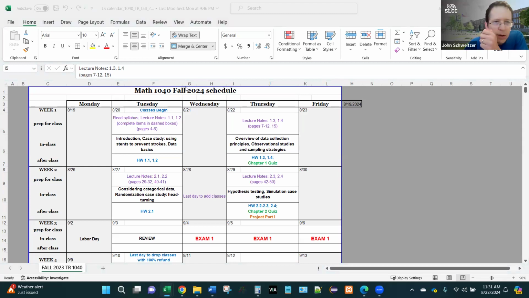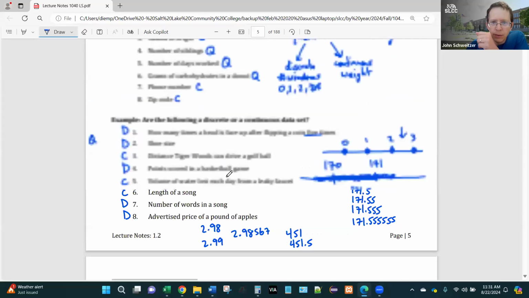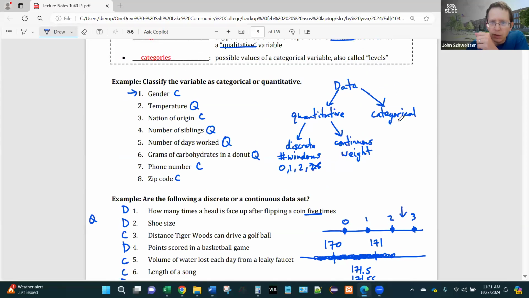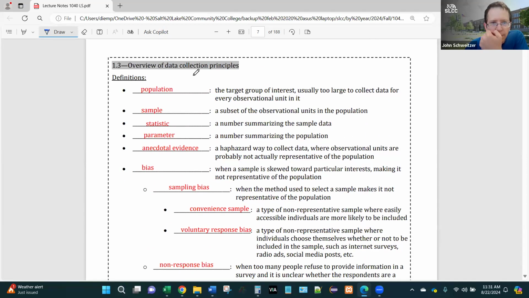So last time we finished talking about types of data, right? So broadly speaking, there's two kinds of data. There's categorical and there's quantitative. And actually, let's just look at our picture here. So there's quantitative and categorical. And then under quantitative, you can break it down further into discrete and continuous. Okay, so what we're going to do now is move into collecting data.